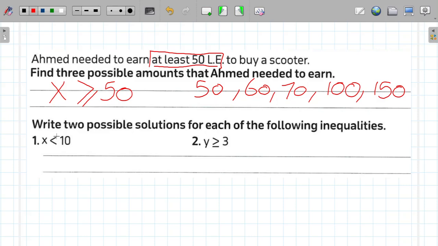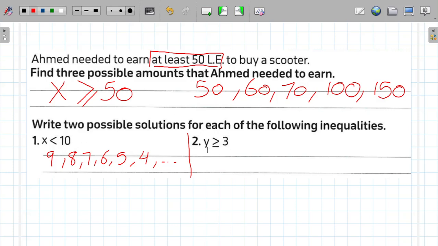Okay, next he says write 2 possible solutions for each of the following inequalities. Okay, the first one here says x less than 10. So I want 2 values or 2 solutions for this inequality. I want 2 numbers which are less than 10. So maybe I can say 9, 8, 7, 6, 5, 4, 3, and so on. All of these numbers are solutions for the inequality x less than 10.